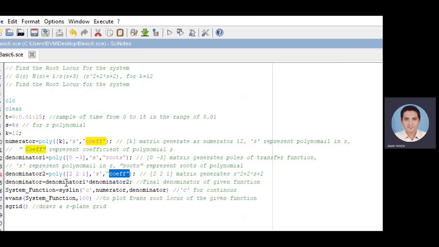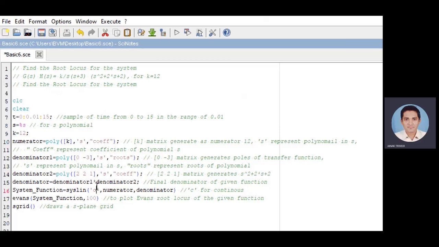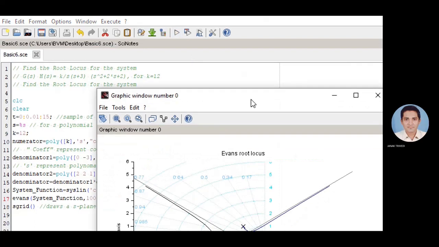Now I've used the final denominator as a multiplication of denominator 1 and denominator 2. So denominator 1 multiplied by denominator 2 is the final denominator of the given function. The system function equals system linear in C of numerator, denominator; C for continuous, system linear generates the system linear function. Then the Evans function plots the Evans root locus of the given system, and s grid draws the s plane grid. So let's first save this program and run this. This is the final one.